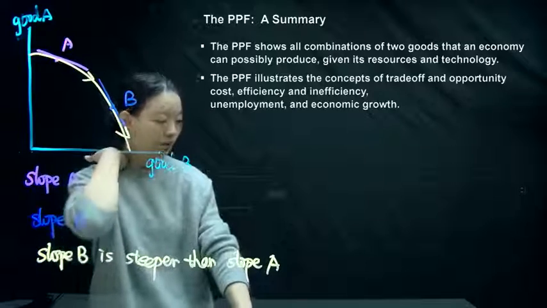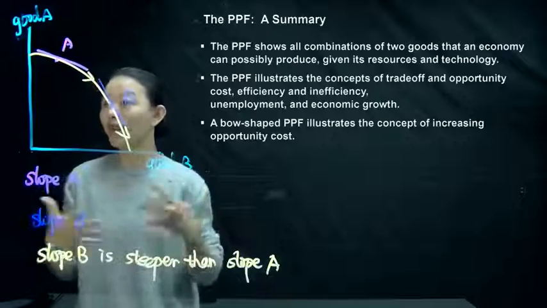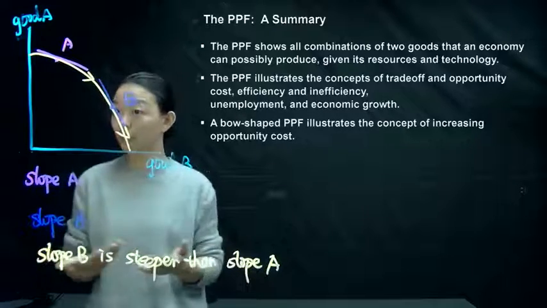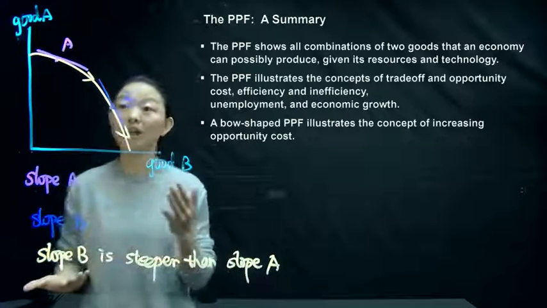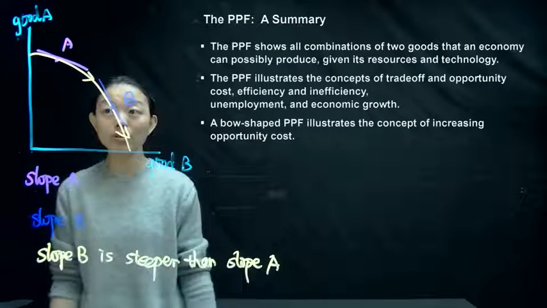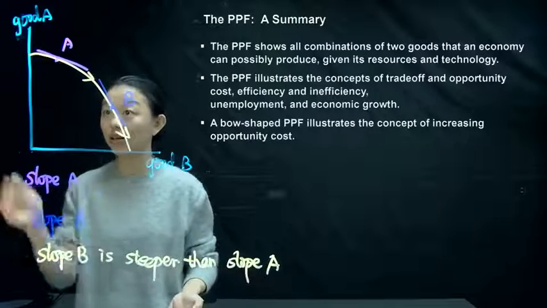We also talked about what happens if the assumptions change. For example, if we have more available resources or improvement in technology, then the PPF could shift outwards or inwards. And we also talked about the different shapes of PPF. It could be a straight line. It could be a curve.